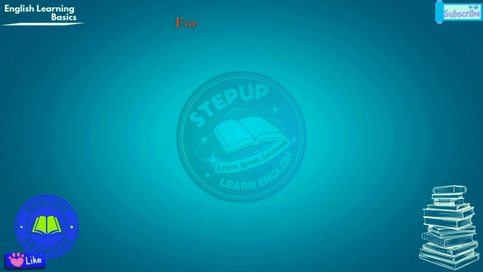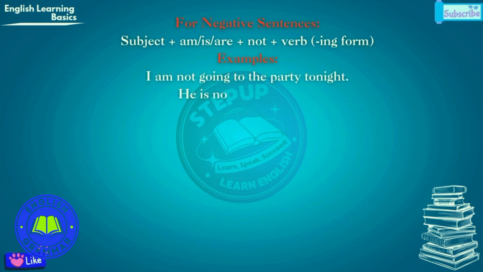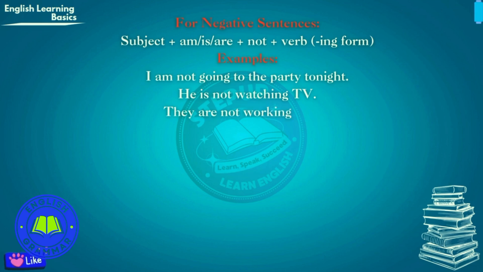For negative sentences: subject plus am/is/are plus not plus verb, ing form. Examples: I am not going to the party tonight. He is not watching TV. They are not working today. We are not traveling tomorrow.